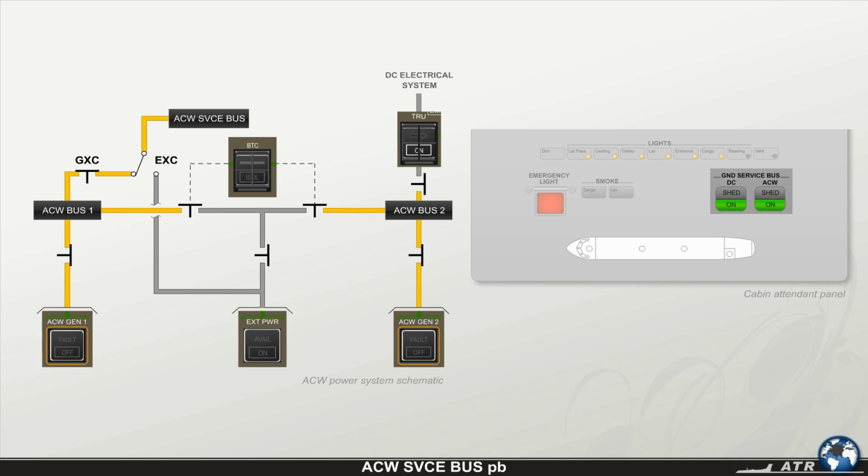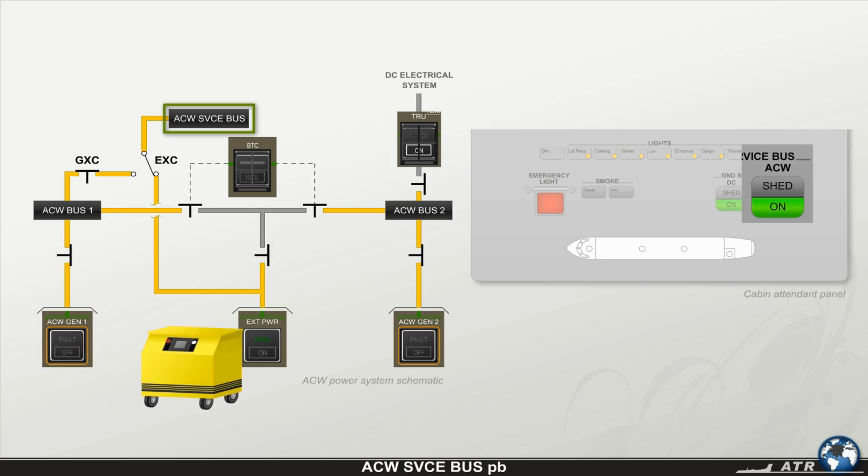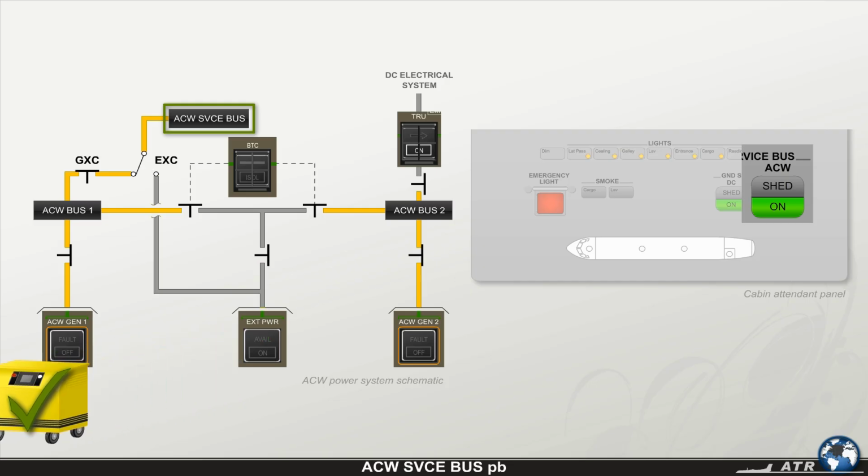the second electrical system control on the cabin attendant panel is the AC wild ground service bus push button. It connects the AC wild service bus either to a plugged AC external power source, if within the required limits, or to the AC wild bus 1 if energized. The standard position of this push button is depressed. The green ON light illuminates whenever one of the power sources mentioned before is available.